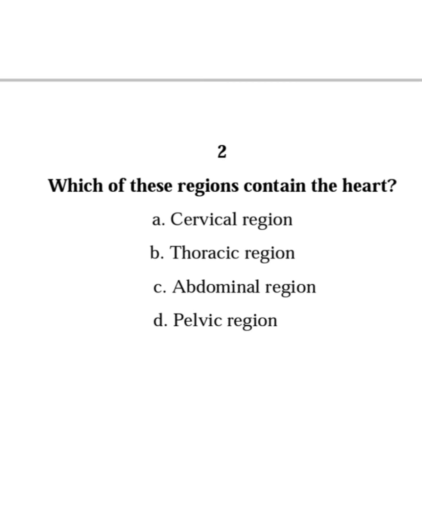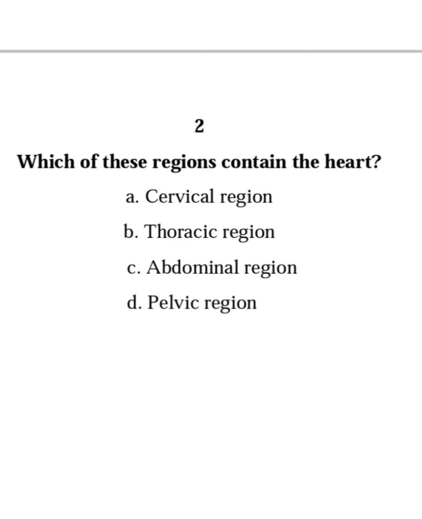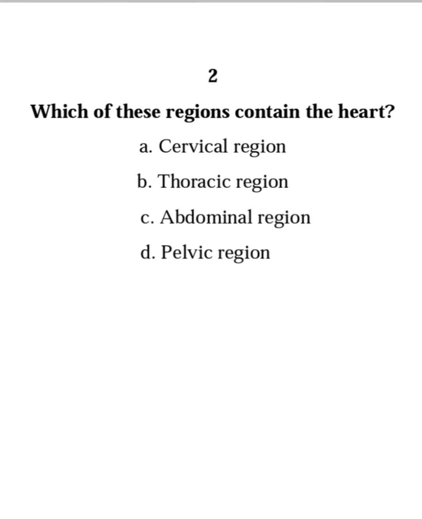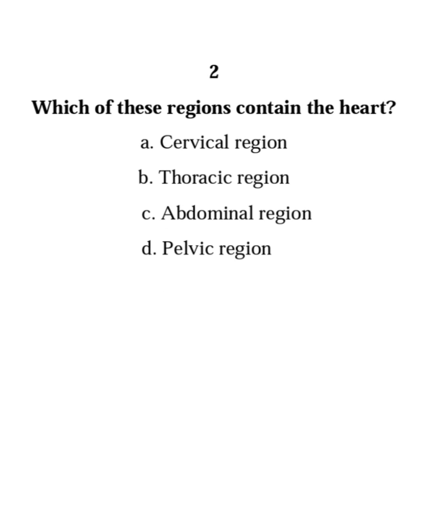Number 2. Which of these regions contains the heart? A. Cervical region. B. Thoracic region. C. Abdominal region. D. Pelvic region. The correct answer is B. Thoracic region. So the heart is found in the thoracic or chest region.